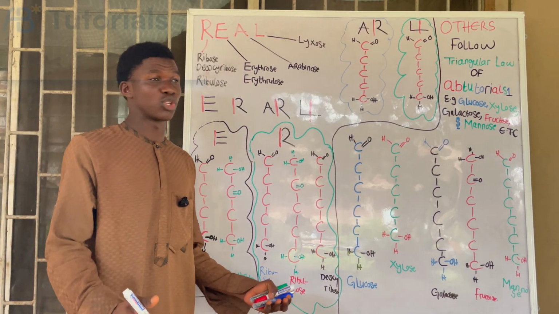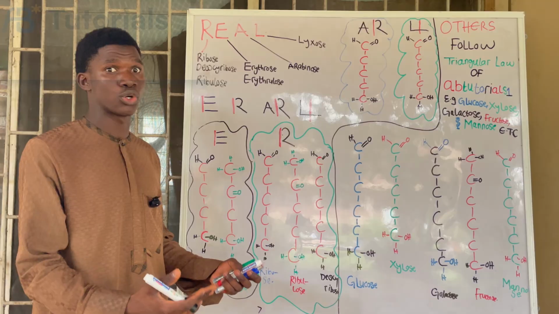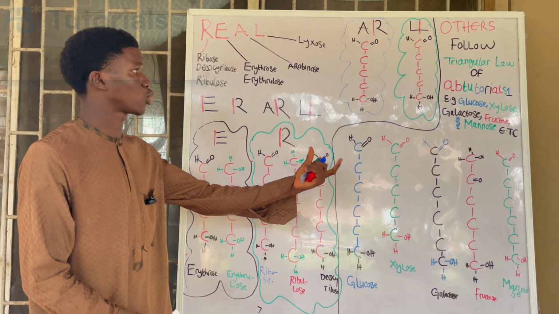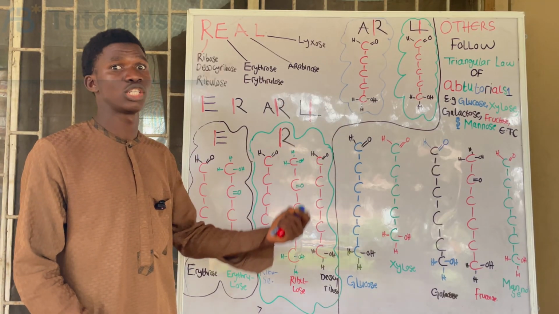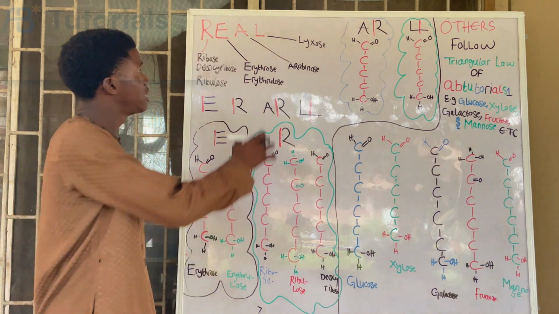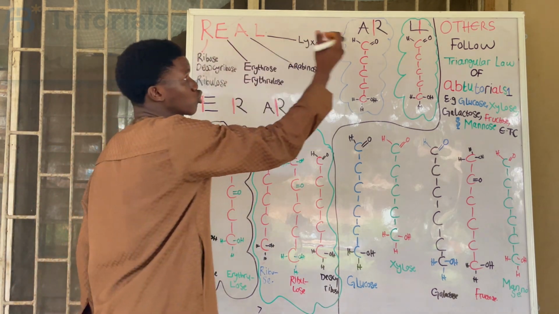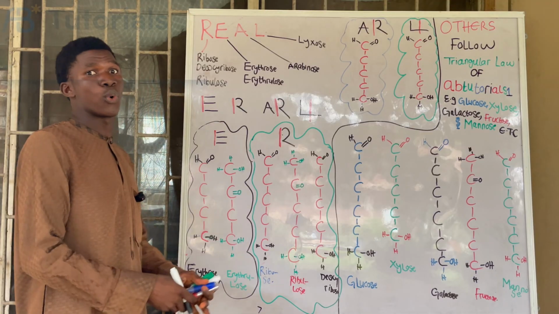So now let us move into the structural aspect. How do we draw the structures? For us to draw the structures of all our monosaccharides, we need to divide them into two: the REAL group and others. What are the REAL?